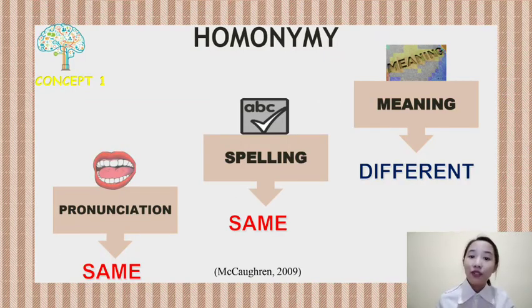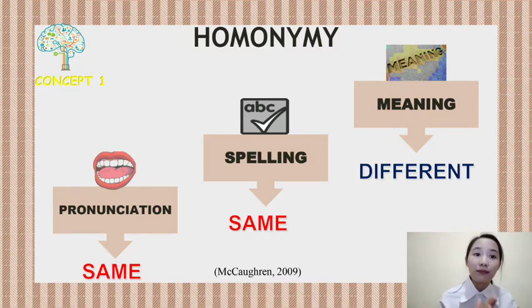Homonymy. The first concept is by Milka in 2009. A homonym is a word that has the same pronunciation and spelling as another word, but has a different meaning. So we can sort of tell that homonyms are words that either have the same pronunciation, which means they are homophones, or they have the same spelling, which means they are homographs, but they have different meanings. Or they can be both. They have the same pronunciation and the same spelling, but a totally different meaning, which means they are talking about two or more far different existences.